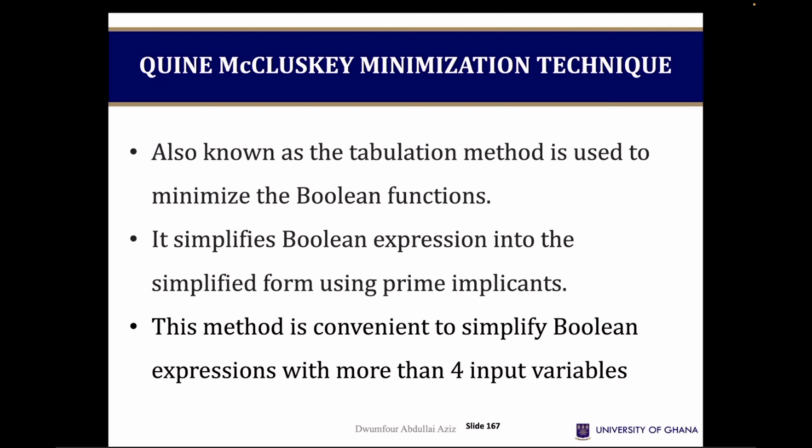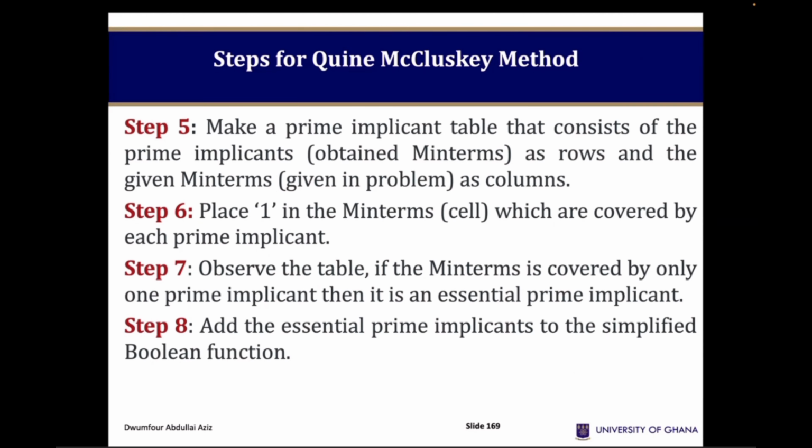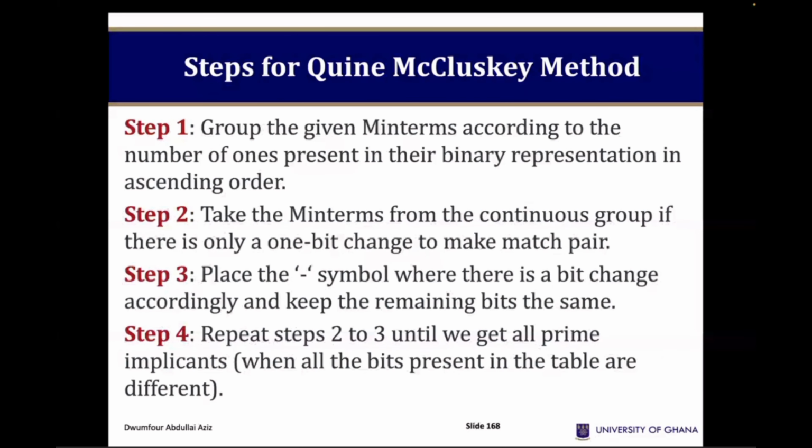And this is very, very useful, particularly when we are dealing with expressions that have more than 4 variables, like I stated earlier on. But this technique follows some algorithm or some procedure, which we just follow and then apply. So there are about 8 steps that we need to follow to accomplish any minimization problem with the QM method.